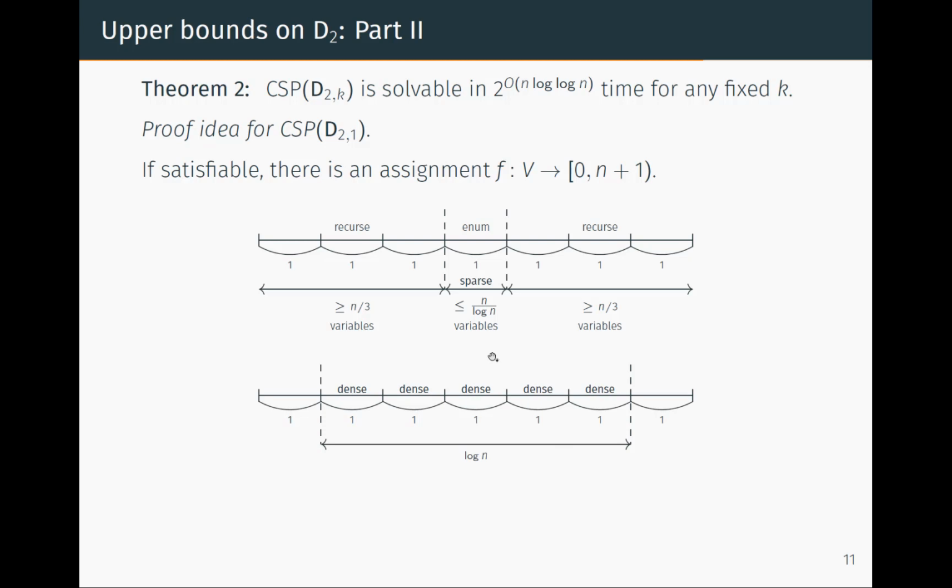So if I enumerate all solutions to this middle dense part, then the left and the right are also independent and we can solve them recursively. And so the dominating term in the running time of this algorithm is the time it takes to enumerate all solutions to this part. And this takes (log n) to the power of n time, which is precisely 2 to the power of big O of n log n. And this is the running time of our algorithm.